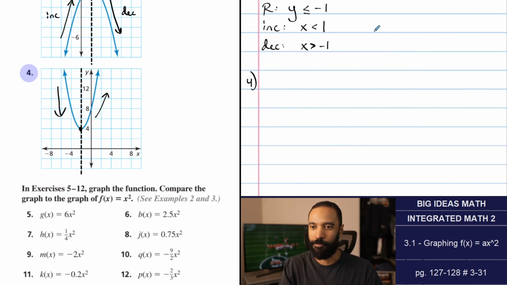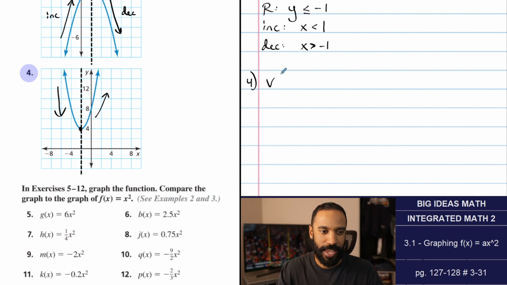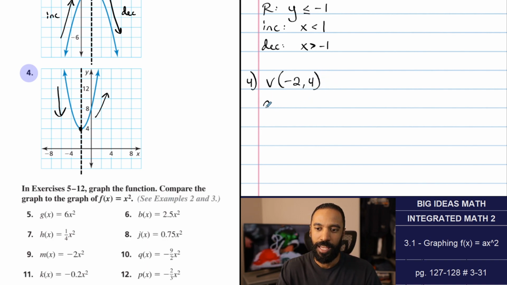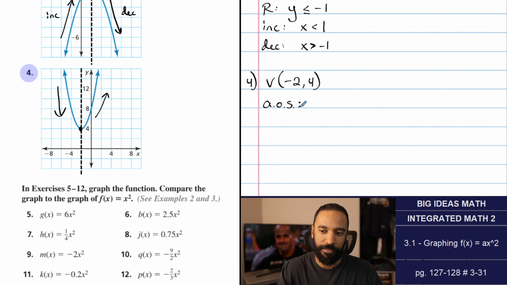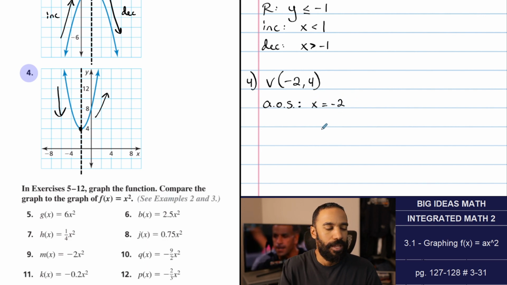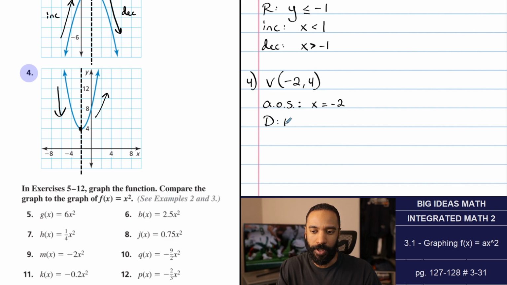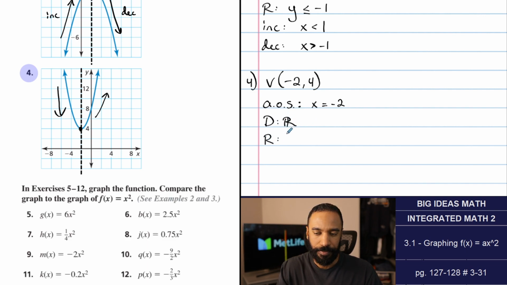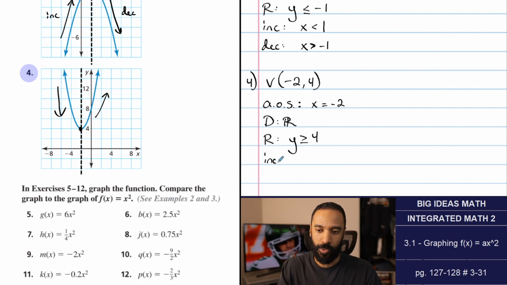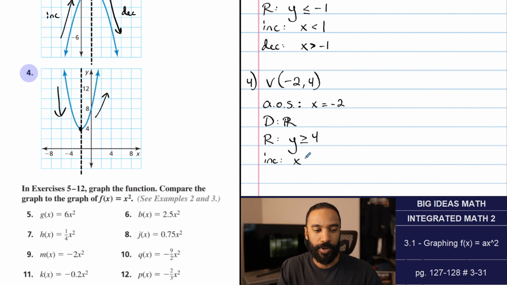Okay, so number 4. We do have a vertex at, look at the scaling, it goes by 2s, so at (-2, 4) is the vertex itself. We have an axis of symmetry at x equals -2. It's that vertical line. This thing has a domain of all real numbers, as they all shall. It has a range of y is greater than or equal to 4, because it opens upward, and 4 is the minimum value. This increases on the interval when x is greater than, notice the increase is to the right this time, when x is greater than -2, and the y values decrease when x is less than -2.